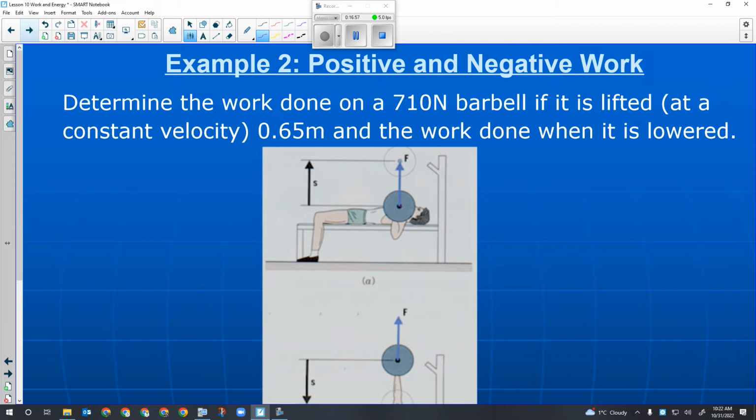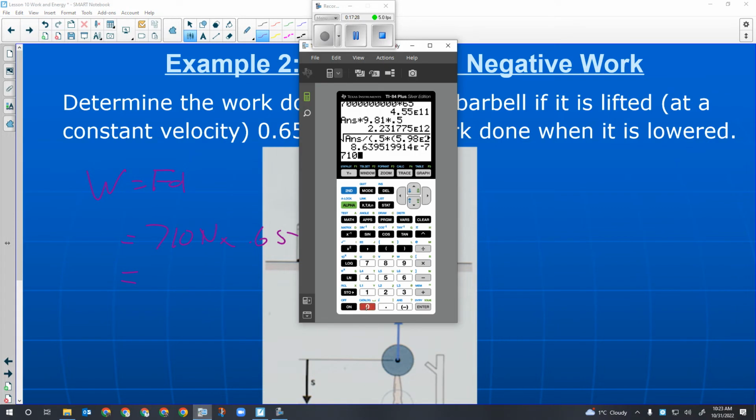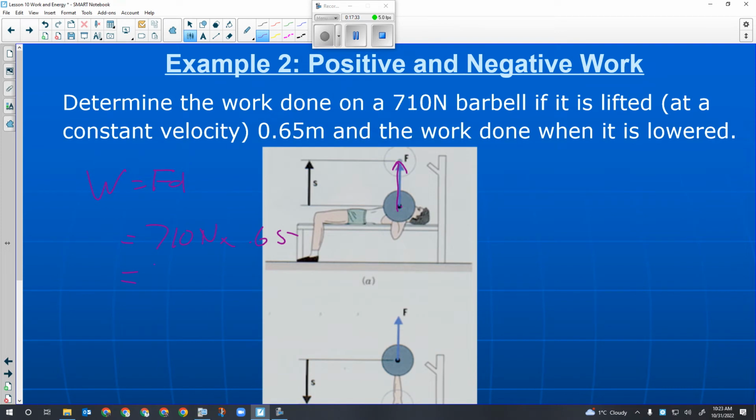710. Yeah, okay? I have to exert that much force if I want to move it at a constant velocity, because then the net force would be 0 and it would go up. And I would lift it 0.65 meters. So, work is force times distance. I take my 710 newtons and multiply that by 0.65 meters. What's the angle between my force and my distance? 0. They're in the same direction. So when I do that, 710 times 0.65 is 462 joules.